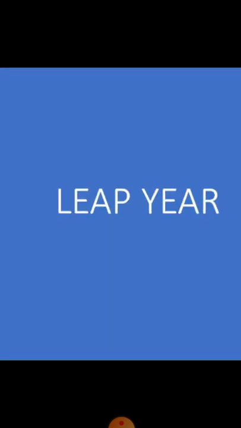What is a leap year? Have you heard about a leap year? Okay, in a Gregorian calendar, there are 97 leap years after every 400 years. After every 400 years, there are 97 leap years in a Gregorian calendar.